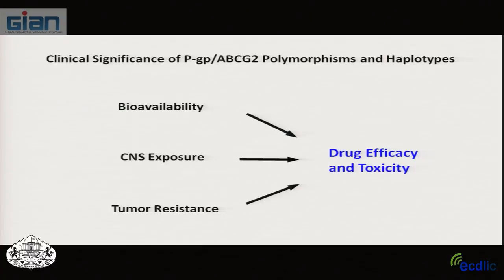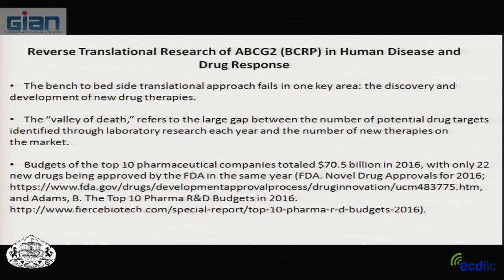And that's why you have this effect on bioavailability because of intestine, CNS exposure because of blood-brain barrier, and finally the tumor resistance when you have overexpression leading to drug efficacy and toxicity. And that's the reason why we say that now people should look at these SNPs in ethnic populations before selecting them for clinical trials.